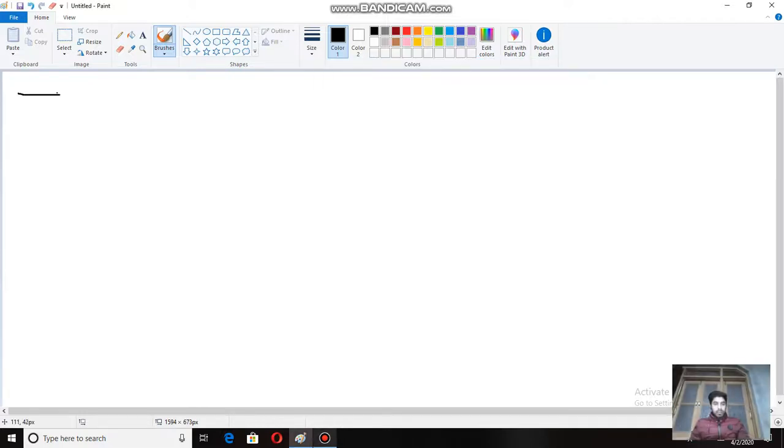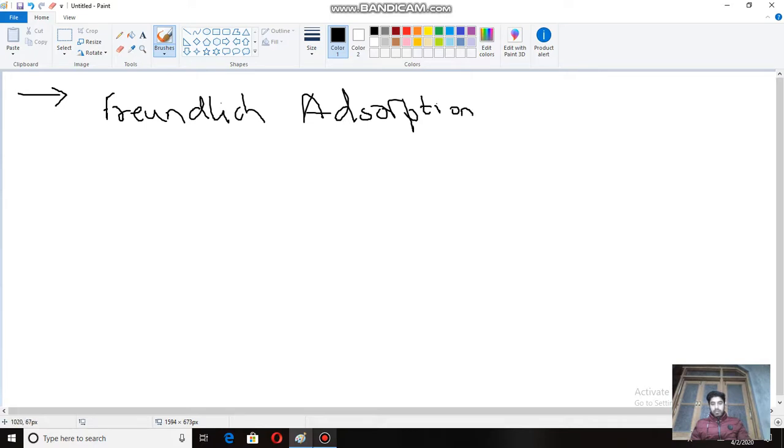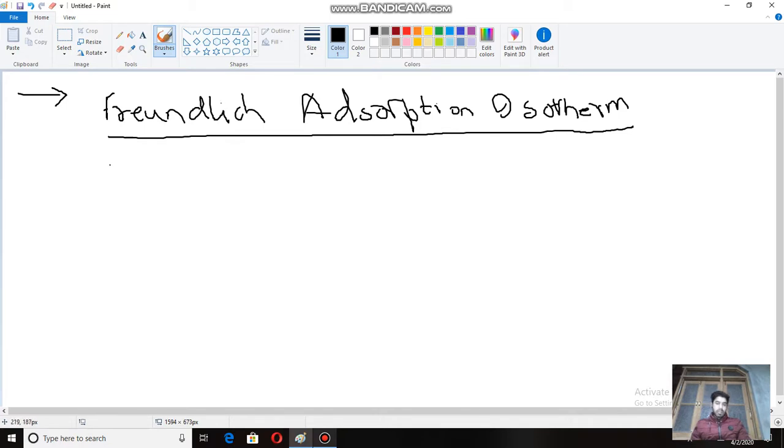Let's move forward and discuss a very famous adsorption isotherm, that is the Freundlich adsorption isotherm. I hope this adsorption isotherm is clear to all of you now. It's nothing, just a graph between x by m and P at a constant temperature.